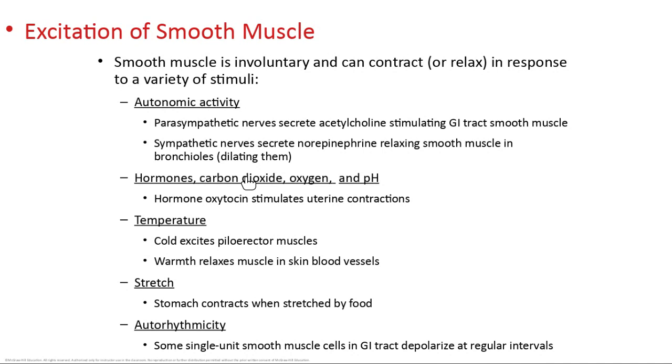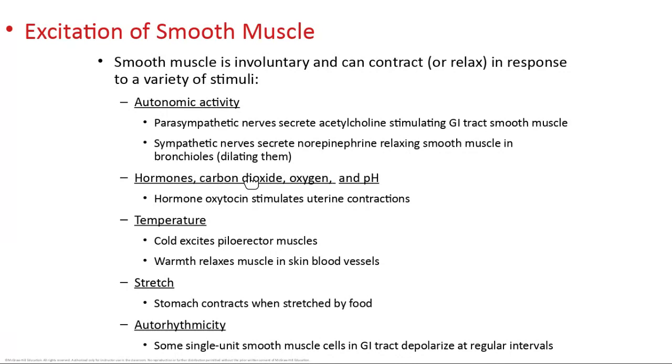All right. Other things that can activate contraction of smooth muscle: hormones. Yeah, we have a variety of hormones that can stimulate smooth muscle contraction. And we actually talked about one of these way back in chapter 1 when we talked about homeostasis. We mentioned oxytocin as a hormone that will stimulate contractions in the uterine muscles.